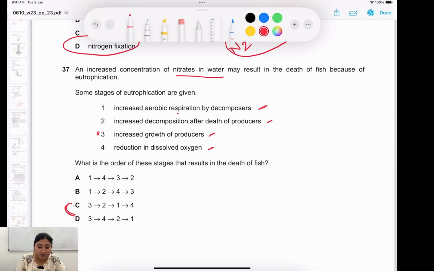That will be 2. After that, what is going to happen is there will be an increase in the aerobic respiration by decomposers, followed by a reduction in the dissolved oxygen. So the correct answer here would be C. Okay, so this is going to be the correct answer. 3, 2, 1 and then 4. So the correct option here is C and not D.